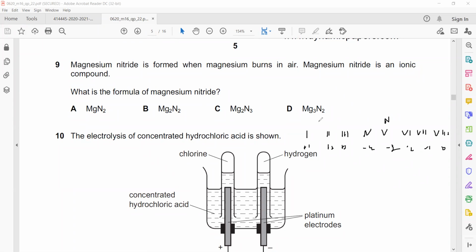Nitrogen belongs to group 5 and magnesium belongs to group 2. The magnesium valency is plus 2, and nitrogen belongs to group 5, so its valency is minus 3. When two valencies are not the same, first we simplify and then cross multiply. It is already simplified, so we cross multiply, and it becomes Mg3N2. Which one does it match with? It matches with D. So D is the right answer.